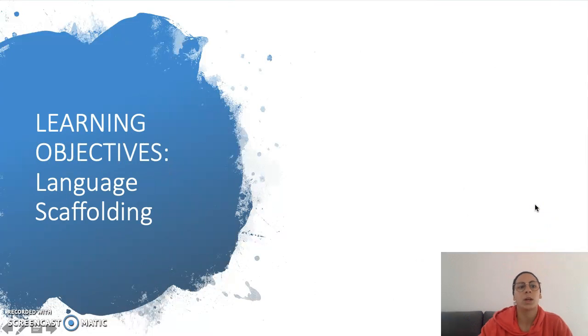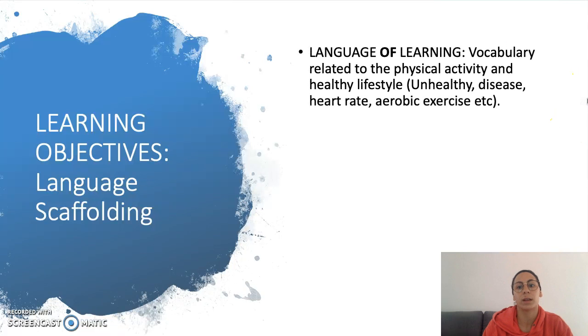But following the framework will help us to organize the unit easily. We cannot forget that a CLIL class is more based on the content than on the language itself. For that reason, we have to take into account 3 distinctions that allow us to organize the lessons better. We start with the language of learning, which is going to be the different vocabulary related to physical activity and health lifestyle. For example, in this case, we will use different terms: unhealthy, disease, heart rate, aerobic exercise, that we will develop later. Moreover, it is here where we can remind or teach some terms and grammatical keys that they will need to know to discuss, or to write and do the activities.